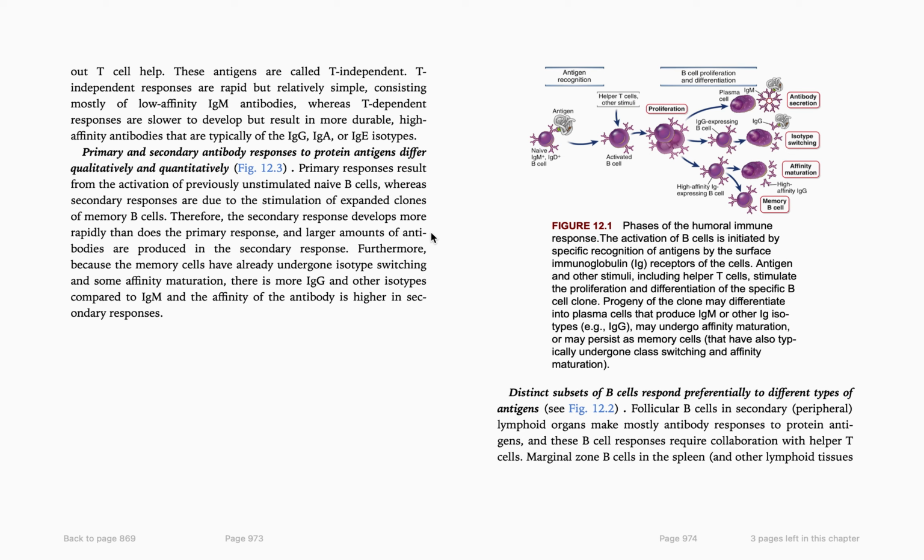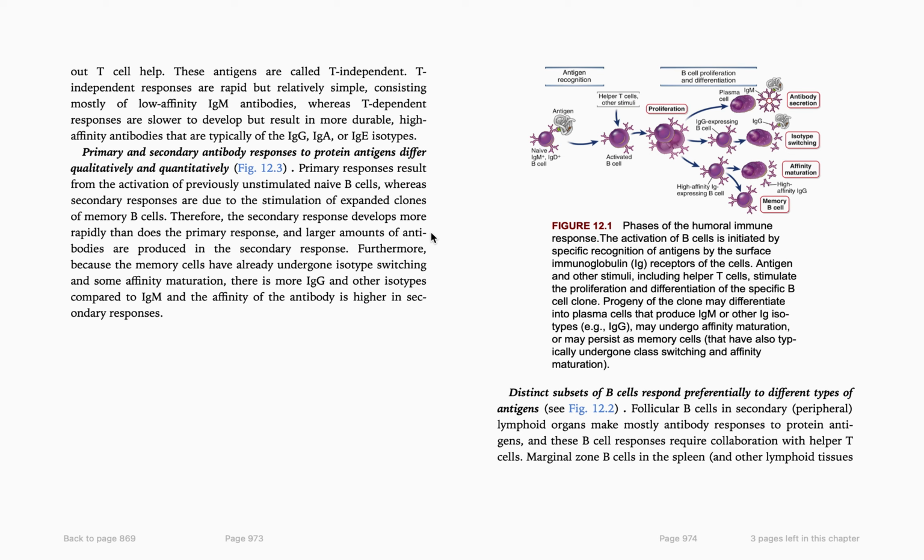These antigens are called T-independent. T-independent responses are rapid but relatively simple, consisting mostly of low affinity IgM antibodies, whereas the T-dependent responses are slower to develop but the result is more durable, high affinity antibodies that are typically of IgG, IgA, IgE isotypes.